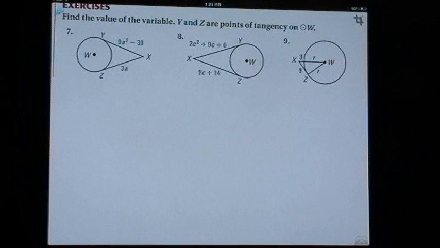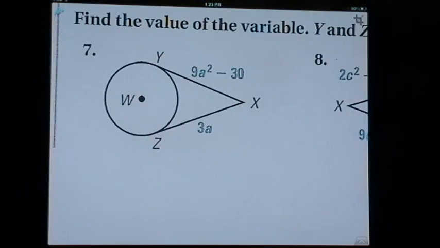Okay, find the value of the variable. What they're looking for here is for you to recognize that these are two tangent segments, external tangent segments. Well, they have to be external if they're tangent, but anyway, and they're congruent to each other. All tangents that meet at a point outside the circle are going to be congruent.